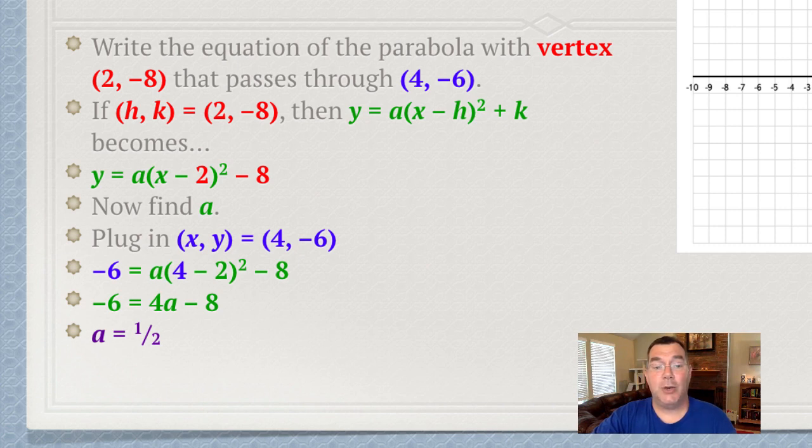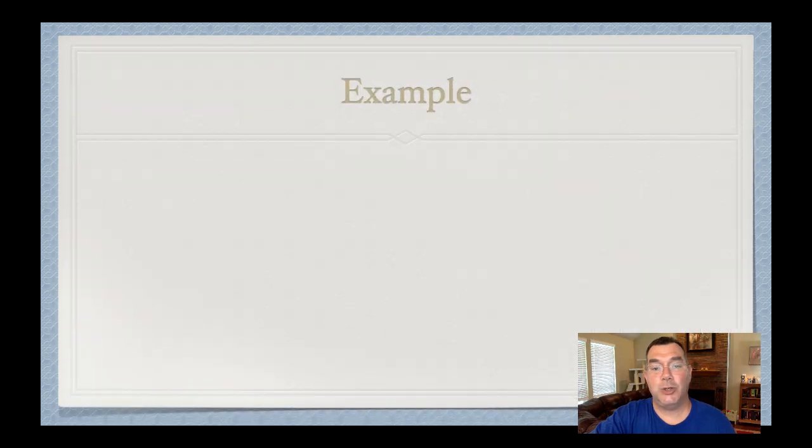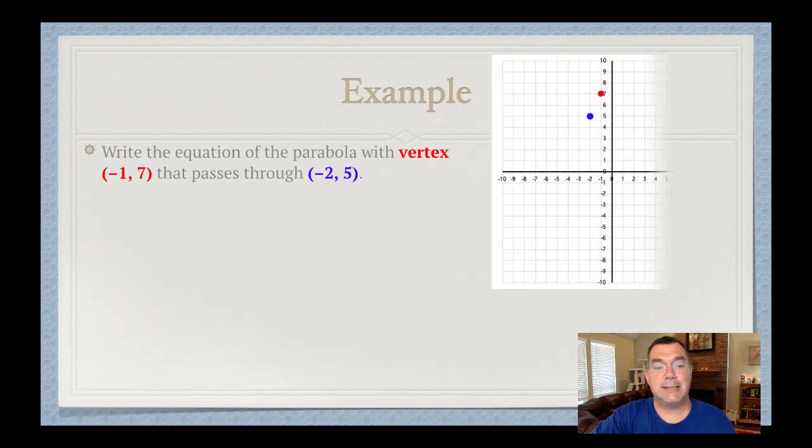So now that I know what h and k are, and now that I know what a is, I can plug all of those in, and I get y equals 1/2 times (x minus 2) squared minus 8. So I'm always plugging in the vertex first, and then using that other x and y to figure out the a value. So here's the second and last example.